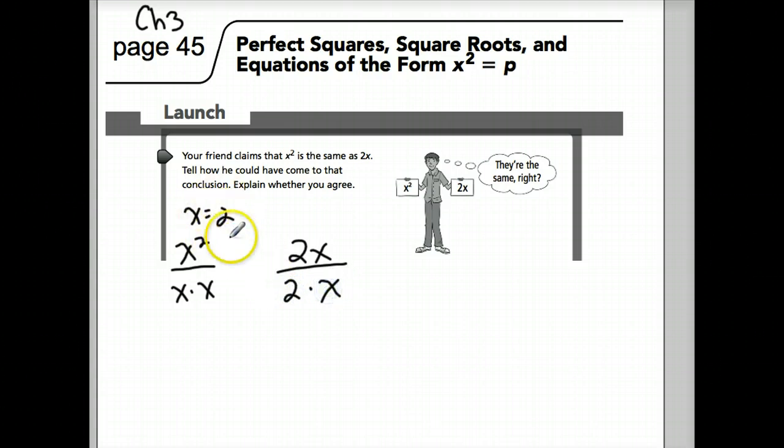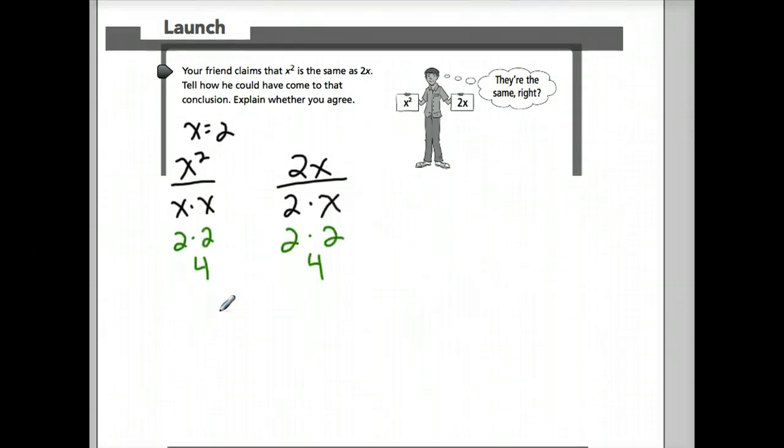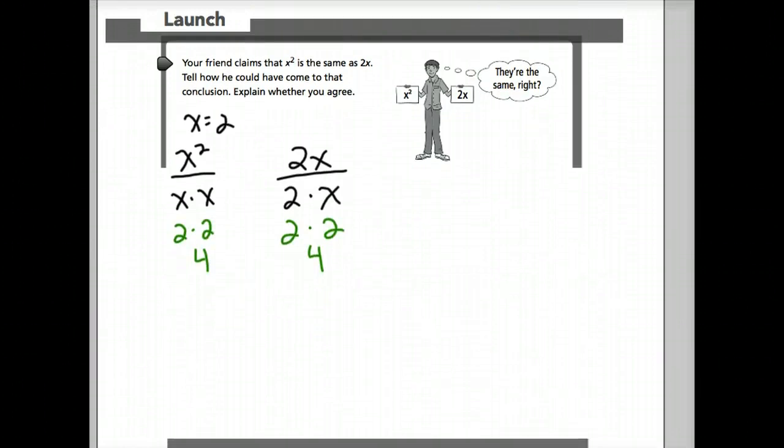So if x equals 2, that would mean this one is 2 times 2. This one is 2 times 2 as well. They both equal 4. Now, this could also be true if x equals 0. But basically, if x equals anything else, it will not be true. So, why don't we try this? Let's try it for x equals 3.